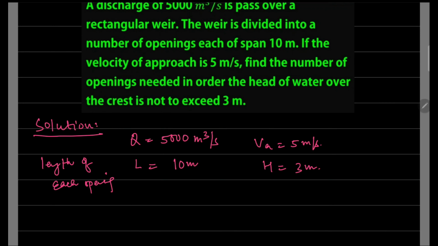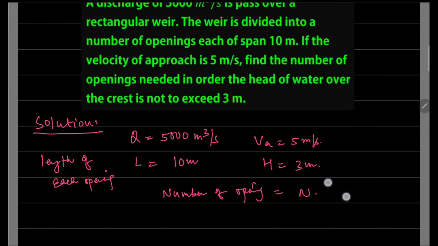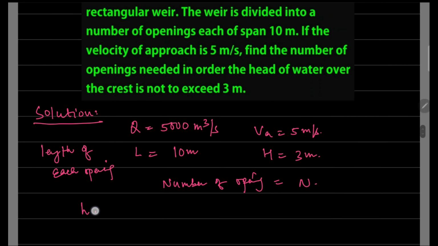We have to figure out the number of openings. So let's say that the number of openings is n. Using this approach, we will figure out the HA value. HA is V square divided by 2g, which gives 5 square divided by 2 multiplied by 9.81, and this gives the answer of 1.27 meter.